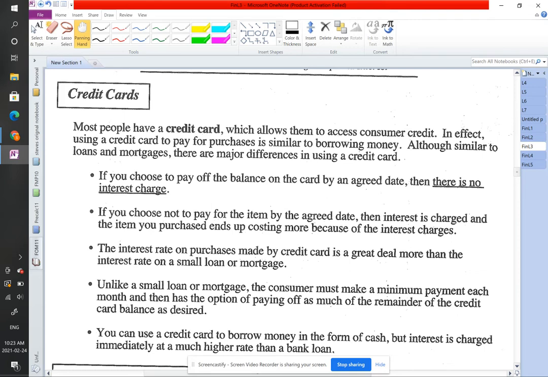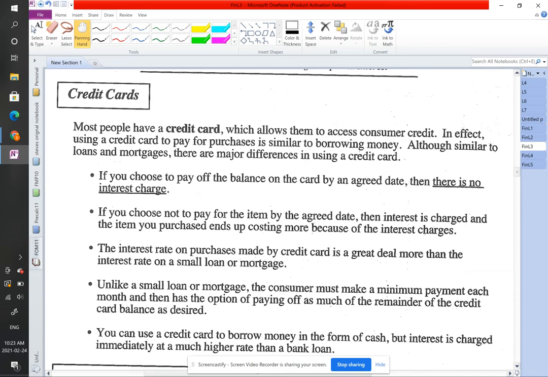If you choose not to pay for the item by the agreed date, then interest is charged and the item you purchased ends up costing more because of the interest charges. The interest rate on purchases made by credit card is a great deal more than the interest rate on small loans or mortgages. Yeah, credit card interest rates are a lot higher than loans or mortgages. Unlike a small loan or mortgage, the consumer must make a minimum payment each month and then has the option of paying off as much of the remainder of the credit card balance as desired.